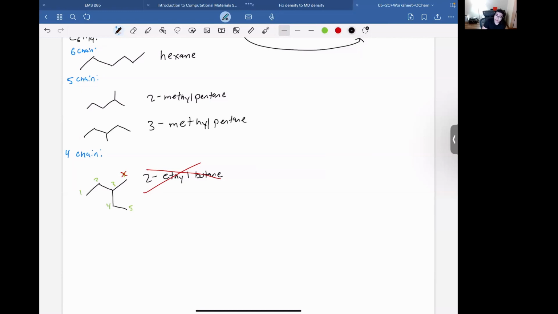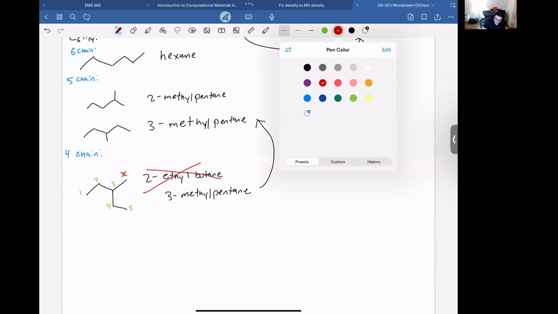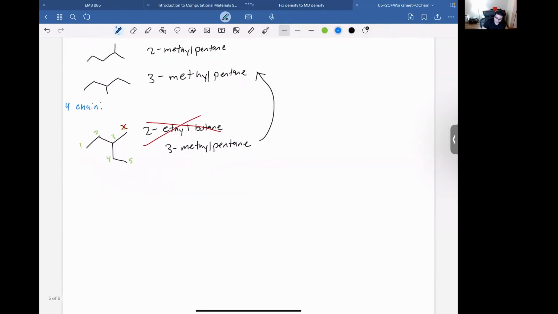And so if you were to name this, you would get 3-methylpentane, which is the same as up above. So don't make that mistake. Very easy one to make. Moving the ethyl down to carbon 2 instead of 3 gives you the same thing.